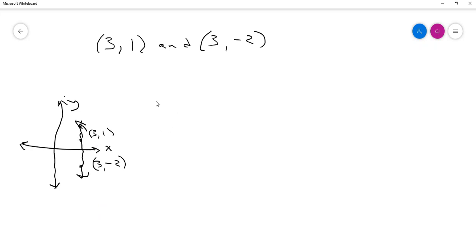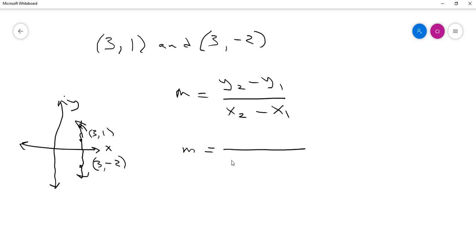And then let's check the slope. So we have a line that's straight up and down, a vertical line. m equals y sub 2 minus y sub 1 over x sub 2 minus x sub 1. First point, second point. The second point is 3, negative 2, so we have the x value and the y value of that same point, minus the x and y value for the first point. So 3, comma, 1. I'm going to put in 3, comma, 1 here.